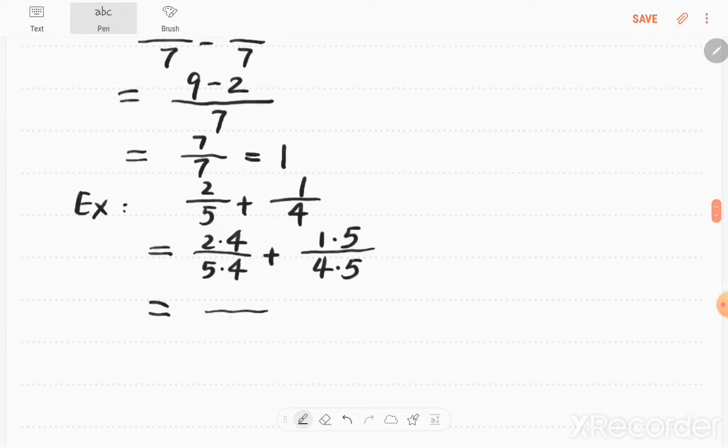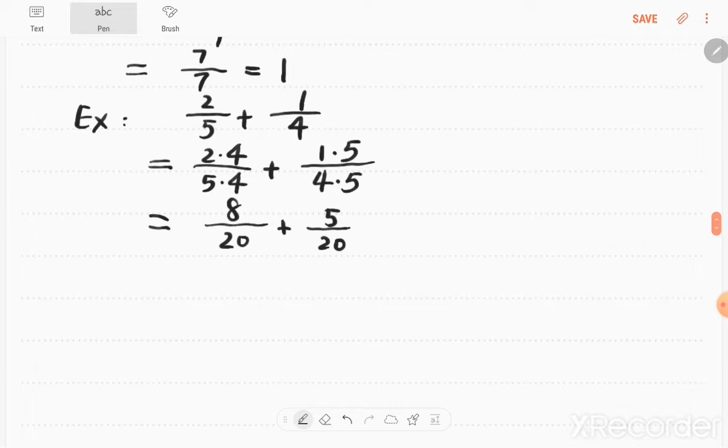Now we can get 8 over 20 plus 5 over 20. Now we just do with the same kind of question, the addition with the common denominator. This time, 20 is our common denominator. And for the numerator, we just do the addition, and we will get 13 over 20.